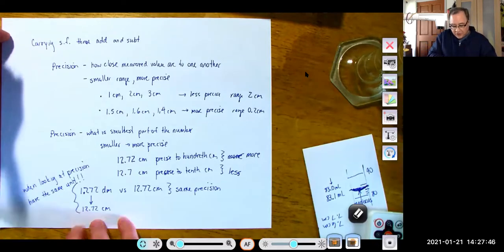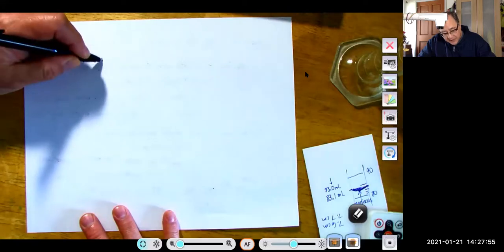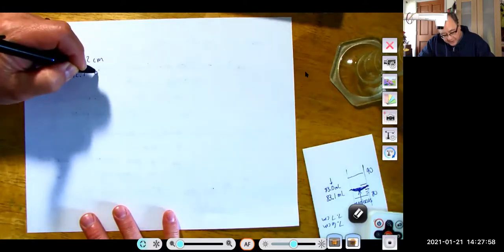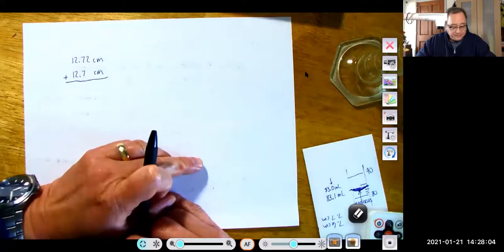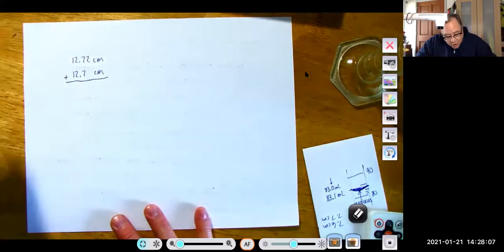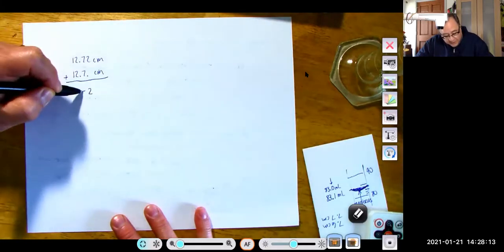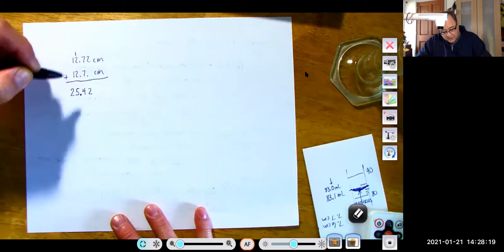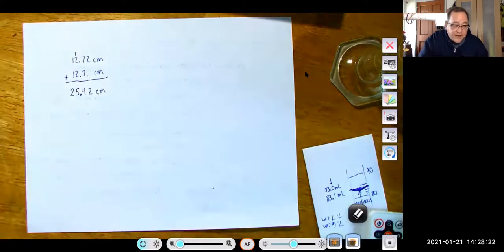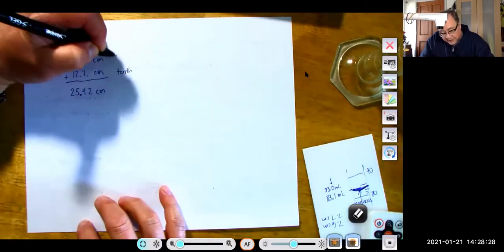Excellent. So let's say we were to add 2 numbers together, like 12.72 centimeters and 12.7 centimeters. We're going to add these together. What is the answer? Well, there's no number here, but we pretend it's a 0, so we put a 2 there. 7 plus 7 is 14, carry the 1, put the decimal down. That's a 5 and that's a 2. So this is the answer when we add those 2 values together. But this is good to the 10th. This is good to the 100th.